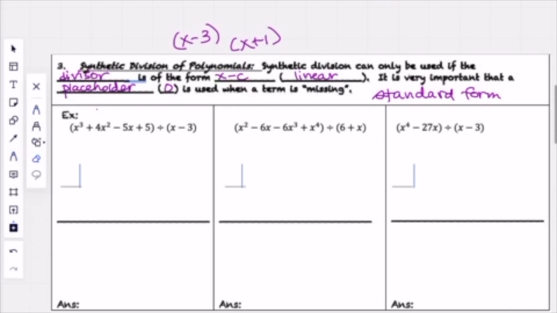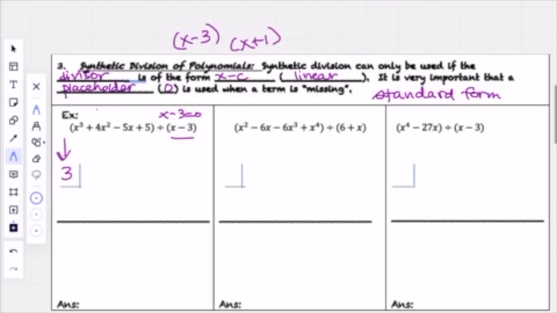All right, so let's start this process. When we're looking at synthetic division, it's set up a little bit differently. We put a value in the box here, and that value is what would make the divisor 0. So we can just say x minus 3 equals 0. In other words, x would equal 3. So 3 is the value that goes in the box.